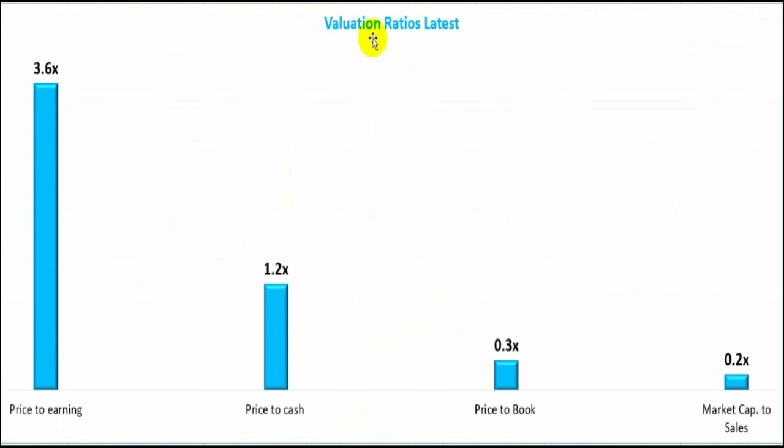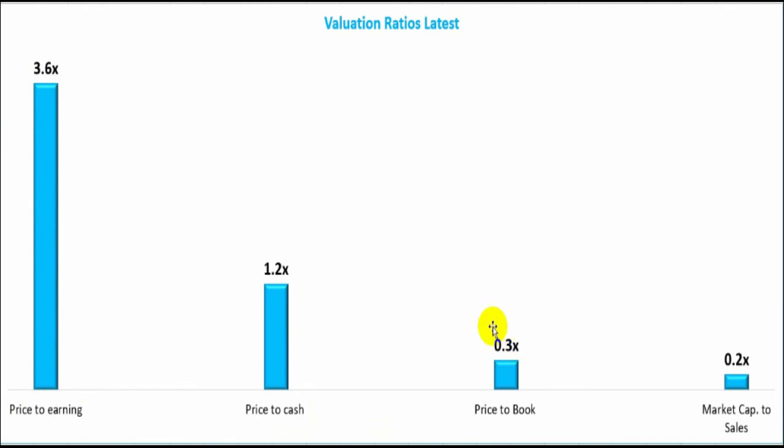We'll conclude by looking at the valuation ratio. These are the latest valuation ratios at a quick glance for all four, to understand what overall valuation it is trading at. Price to earning is 3.6 times, that is, price is 3.6 times the profits per share. Price to cash is 1.2, very good, which means that we are just paying 1.2 times to buy each share against the cash it is earning on that share.